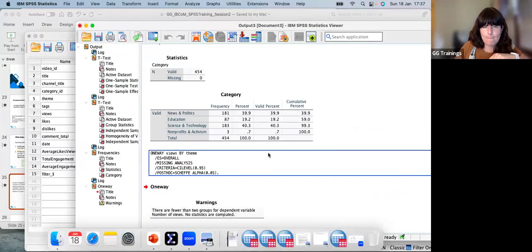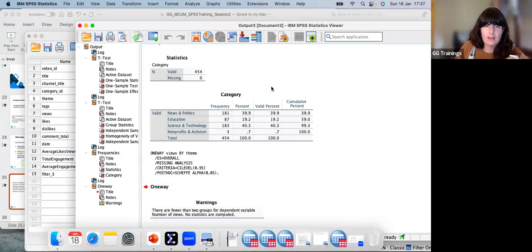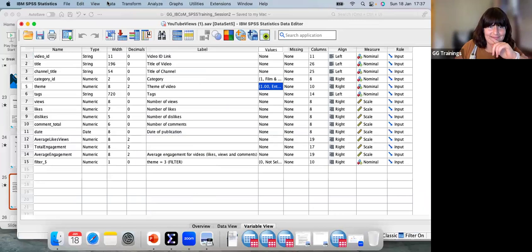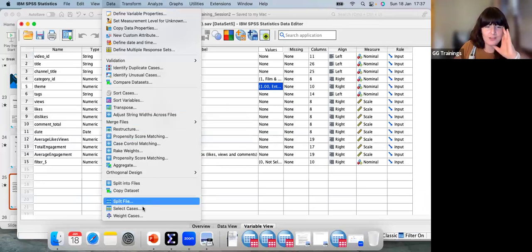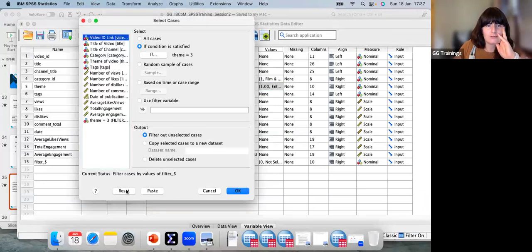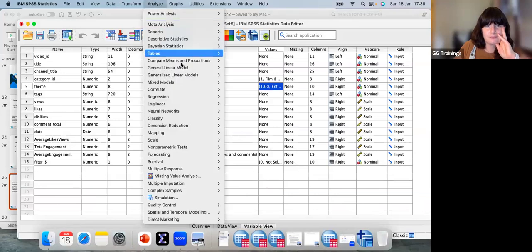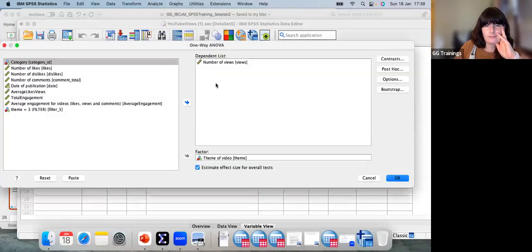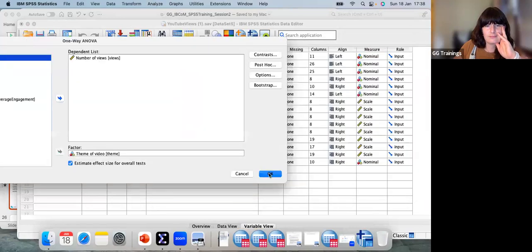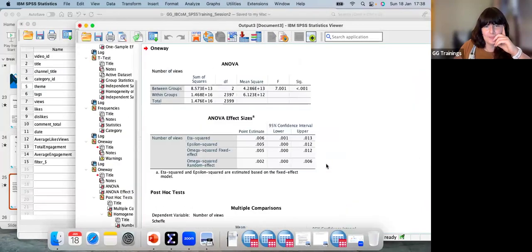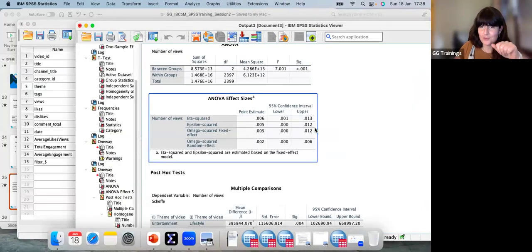I think this didn't work because I probably have a filter on. I do have a filter on. This is why it's important to go and reset your filters all the time. Okay. Reset. I'm sure it'll work if I try it again. Okay, yep, there you go. Reset your filters, guys.